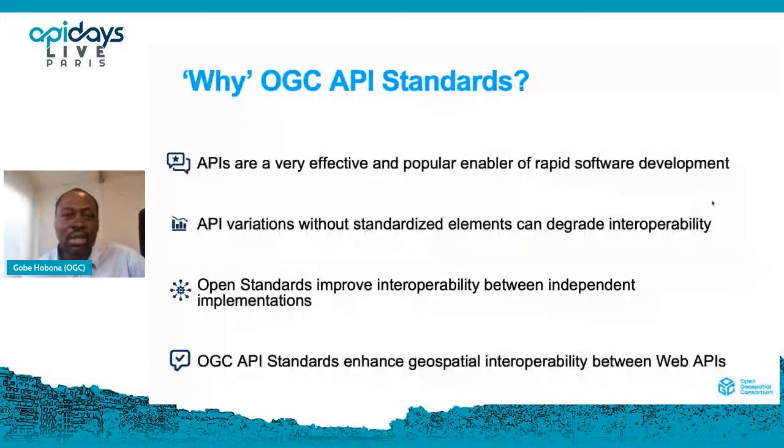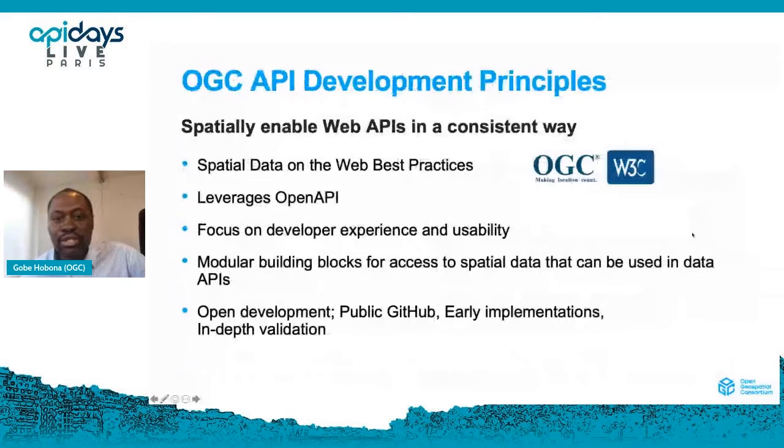To develop these OGC API standards, we've applied a series of principles. First, we've applied the spatial data on the web best practices. These are best practices that were developed by the OGC and the World Wide Web Consortium, also known as the W3C. OGC API standards also implement the Open API specification to help the API implementations describe the resources that they offer.